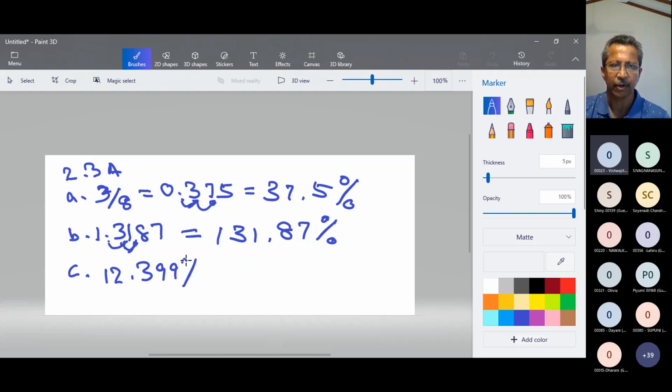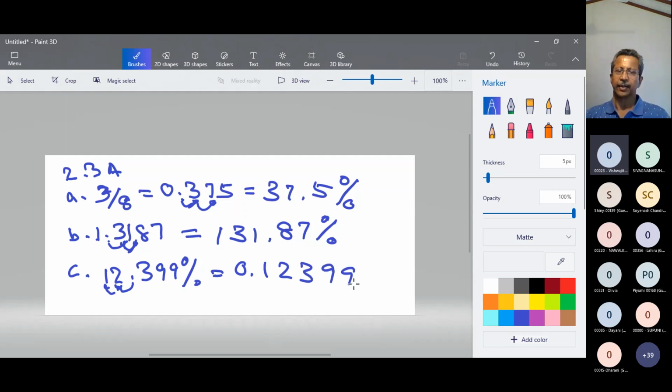Then the last one is we have a percentage, 12.399%. We have to make it a decimal. Now, what is our theory? To make it a decimal, divide by 100 and move the decimal twice to the left. So it is 0.12399. Clear? So that is the relationship between decimals and percentages. If it is clear to you, we can go to the next.